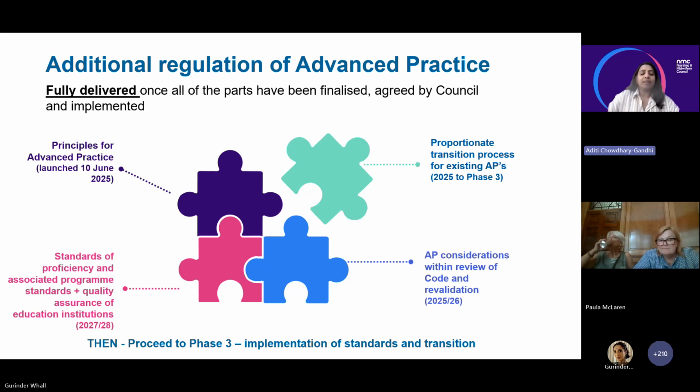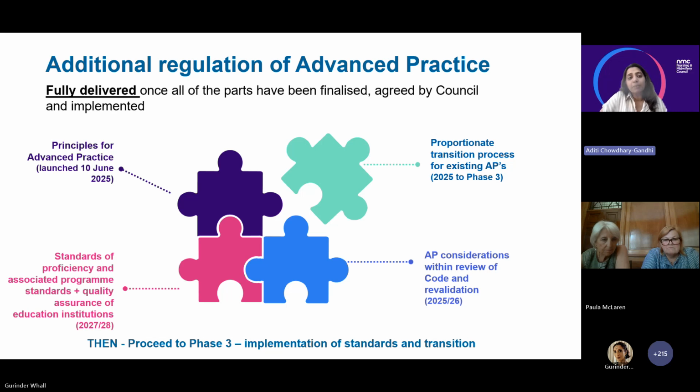Thank you, Kay. That was really helpful context. So to move on to the last point that Kay made, that there is no single solution. This is a complex, multifaceted problem. We recognize that. And we as a professional regulator have a part to play in this really complex regulatory landscape that exists. So what we are really aiming for is a multi-part solution. So the principles that were launched on the 10th of June, that was last week, really are part one of several parts that we are going to deliver. And only after we have concluded and delivered all of those different parts of the puzzle, really, that we can say we have delivered fully on the point of additional regulation of advanced practice.